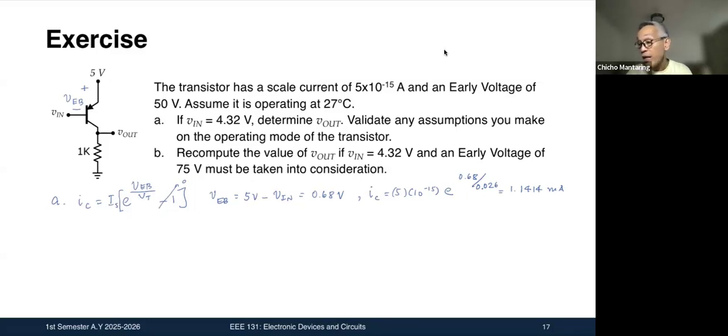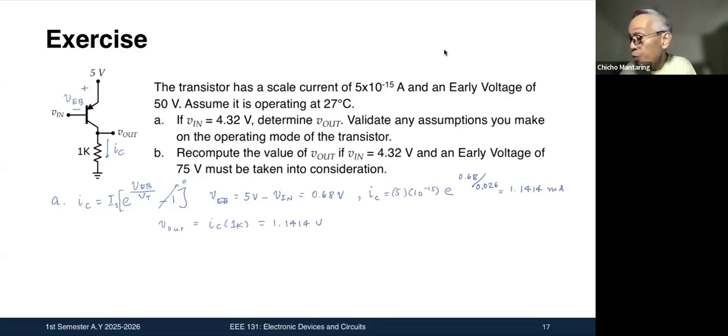Okay, our problem isn't finished yet because the question is determine V out. What is V out? If this is IC, the collector current flowing, V out is simply equal to IC times 1K. So this is in mA, you multiply it by K, they cancel out. So you're just going to get 1.1414 volts.